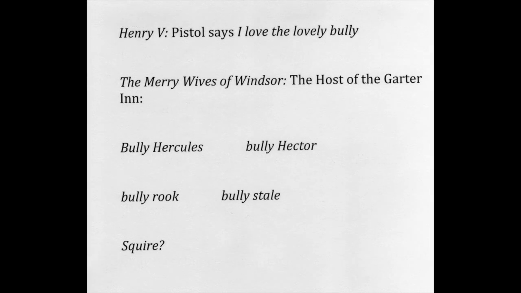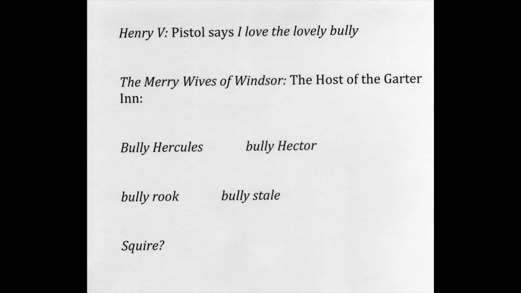Shakespeare uses the word bully quite a few times. Another example where it clearly means something pleasant is when, in Henry V, the ruffian Pistol says of the king, "I love the lovely bully."